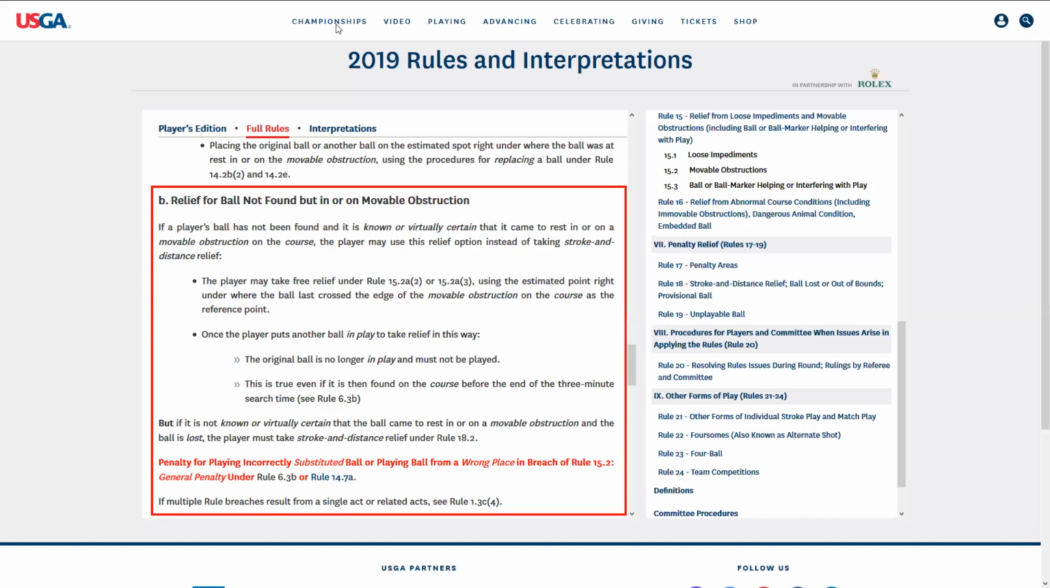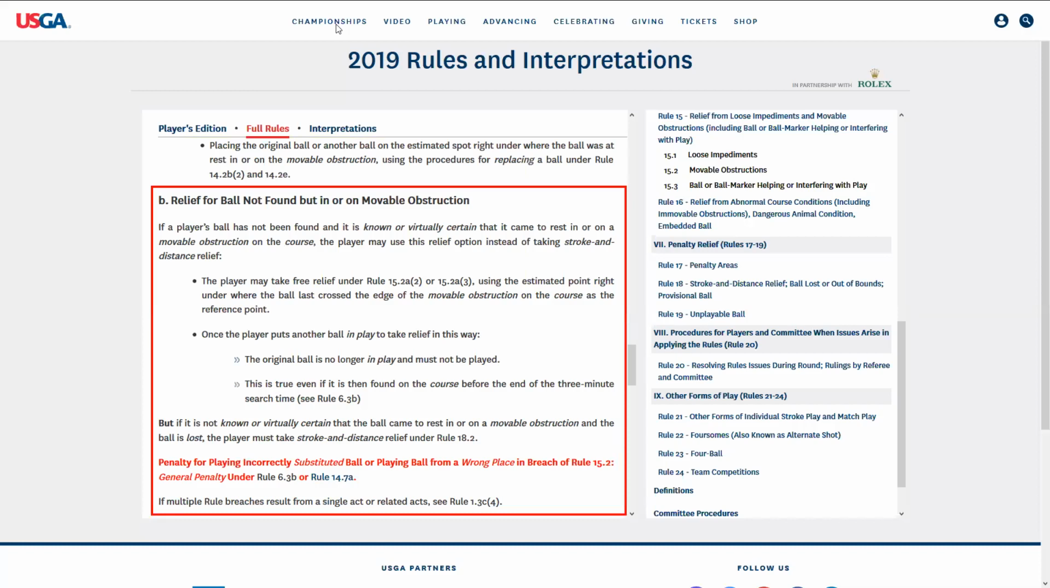So an example of that is there's a large trash bin and you hit your tee ball and it goes right into this large trash bin. This rule is saying as long as it's known or virtually certain that it's in the trash bin, you are not required to dump it out or fish through that or find out where the ball is.